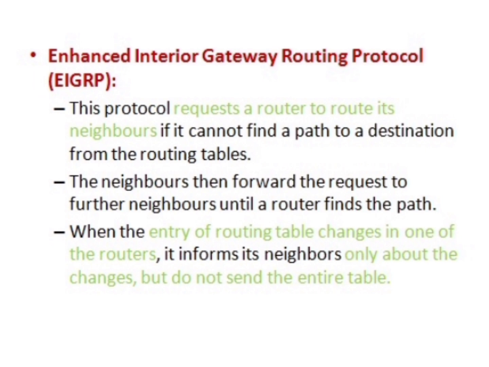Next is the Enhanced Interior Gateway Routing Protocol. This protocol is used to send a request to the neighbor if it does not find the destination path in the routing table. That is, this protocol requests the router's neighbor if it cannot find the path to the destination. Also, when an entry in the routing table changes in one of the routers, it will inform the neighbor only about the changes made, not about the entire table.